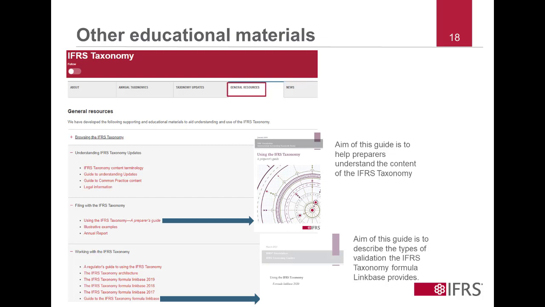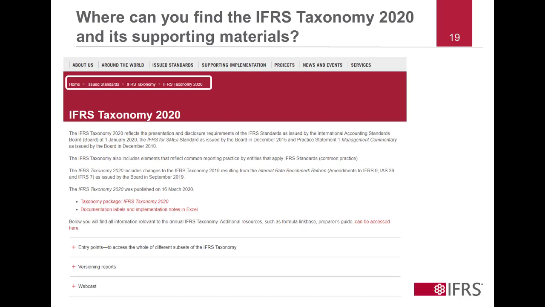This, for example, includes Preparer's Guide and Formula Guide. These guides will be helpful to understand the content of the IFRS taxonomy and the validations provided by the formula link page, respectively. There is a dedicated page on our website that hosts the 2020 IFRS taxonomy and its supporting materials. You can access that page through the path highlighted on this slide. Now I'll hand over to Anne to explain more about what we are working on right now.